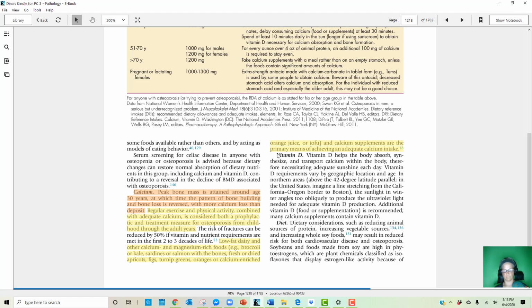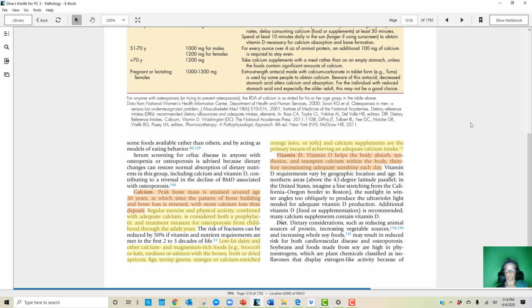Vitamin D. Vitamin D helps the body absorb, synthesize, and transport calcium within the body, therefore necessitating adequate sunshine each day. Vitamin D requirements vary by geographic location and age. In northern areas, above the 42-degree latitude parallel in the United States, imagine a line stretching from the California-Oregon border to Boston, the sunlight in winter angles too obliquely to produce the ultraviolet light needed for adequate vitamin D production. Additional vitamin D, food or supplementation, is recommended. Many calcium supplements contain vitamin D.